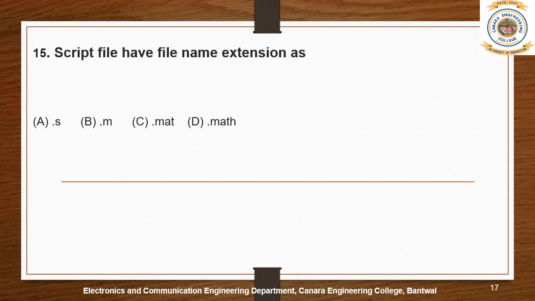Script file has a file name extension as, so here .s is not valid, .m is valid, whereas .mat and .math are not valid. So the option is B. A script file you have to save with an extension of .m.